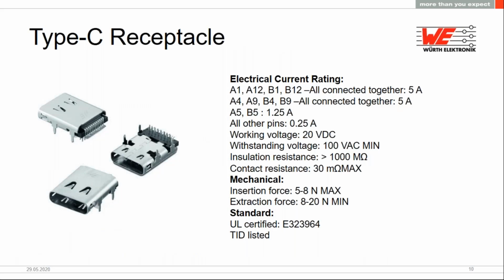Now, under electrical ratings for Type-C receptacle, we can see that together the 4 power pins are rated for 5 amps. Other pins are rated for 1.25 amps with a working voltage of 20 volts DC, and the maximum voltage that they can withstand is 100 volts. With the pitch spacing in between the 2 pins being very, very small at 0.5 millimeter, the interface should be capable enough to handle any possible shorts between these pins. As you can see in the picture, the distance between 2 adjacent pins is really tiny, and we need to make sure while inserting or detaching the connector that we are not creating any accidental short.